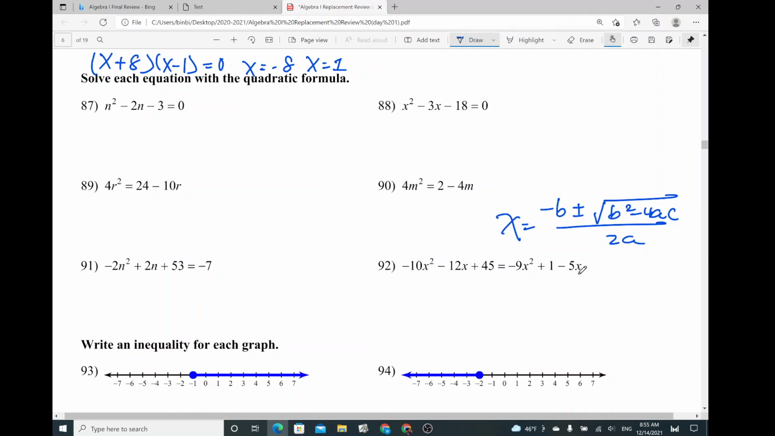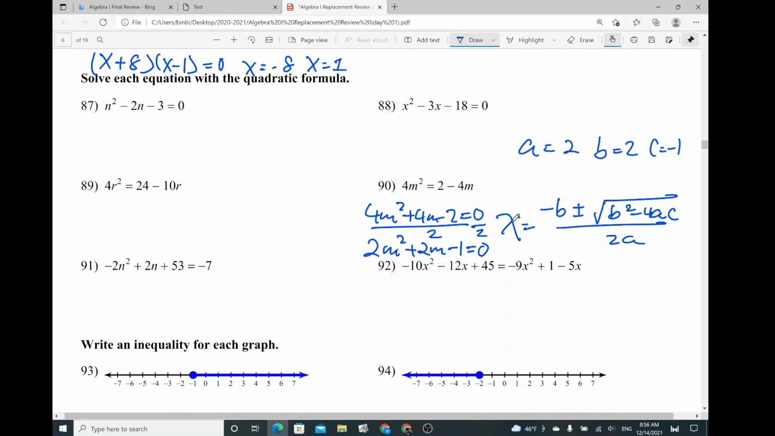Like number 90, this one is 4m squared plus 4m minus 2. Bring everything together by adding 4m to both sides and then subtracting 2 on both sides. This one, you can reduce a little bit. You can divide both sides by 2. So 2m squared plus 2m minus 1 equals 0. If you divide by 2 on both sides, you can just reduce down the coefficients. That means a is 2, b is 2, and c is negative 1. And then you plug in the numbers and solve for x.